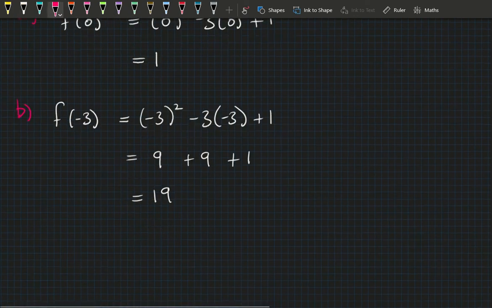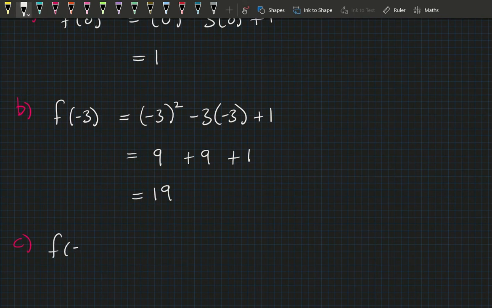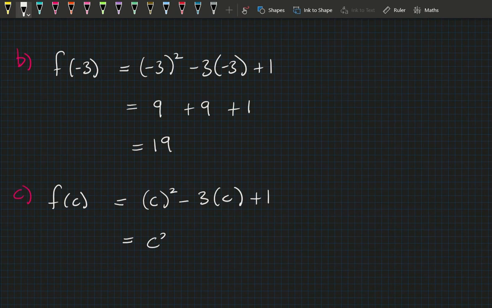And finally part C, we've got f of c. Well, we just have to sub in c for x, so that means we've got c squared minus 3 times c plus 1. And the brackets here are really superfluous, so let's just write c squared minus 3c plus 1. Okay, so that's to make a point that it doesn't have to be a number that goes in there.